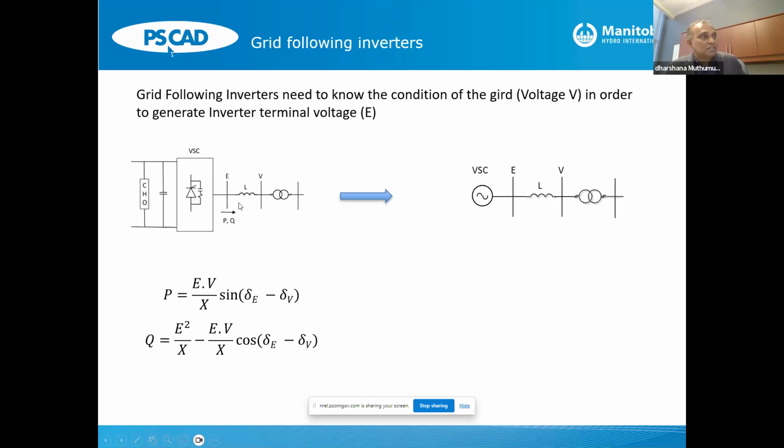So in practical inverters, there will always be an inverter filter at the low voltage level, and the inverter level control measurements are always taken from this point marked as V, right? So knowing the magnitude and voltage phase angle of V, the inverter controls will establish the required magnitude and phase of E in order to meet a certain PQ demand, right?